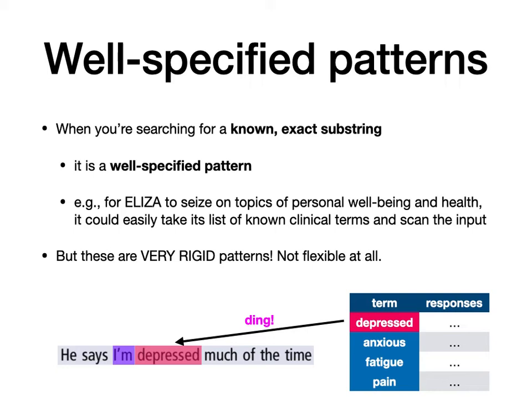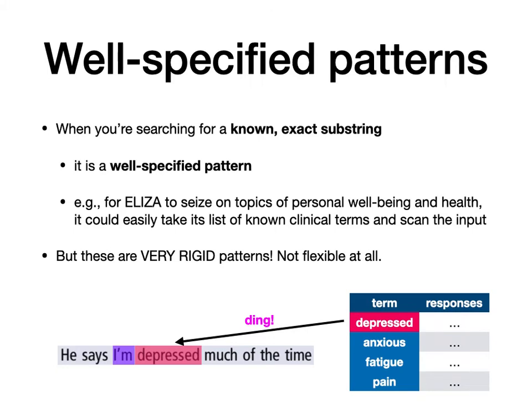But there's an issue with this, and that is that these patterns are very rigid. They are not flexible at all, and you have to know exactly what you're looking for, which means that's actually not likely how any decent chatbot is going to seize on individual words.